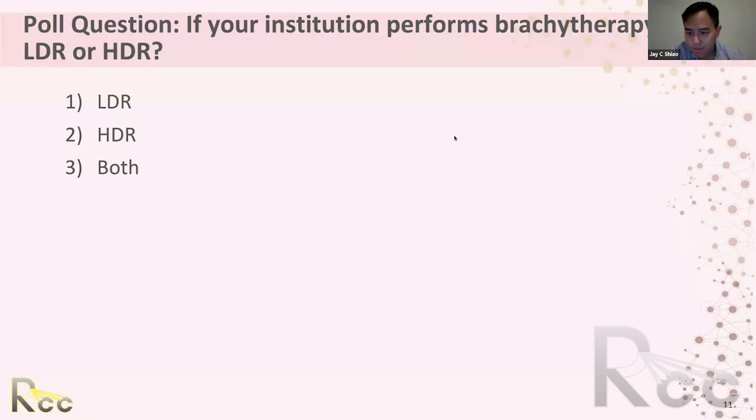Okay, so we have this poll here. I'm going to go ahead and end it, and let's share the results. All right, so we have 56% responding HDR, 15% LDR, and 29% offering both. So again, a good mix of experience of people on today's call.